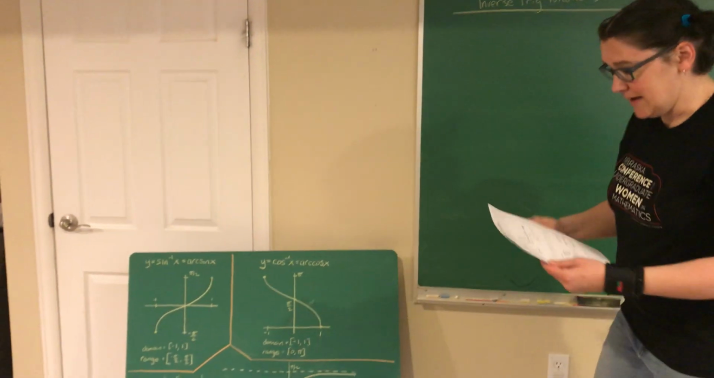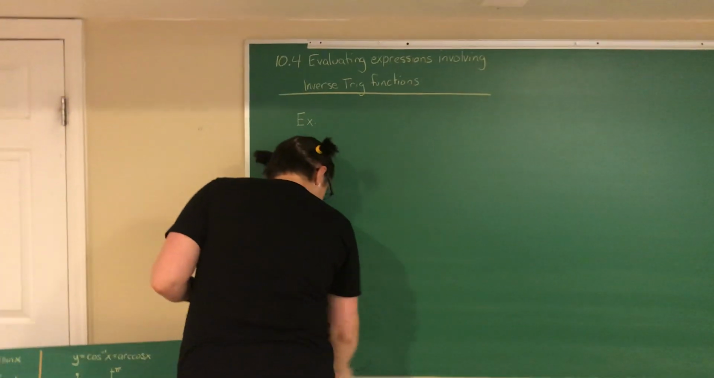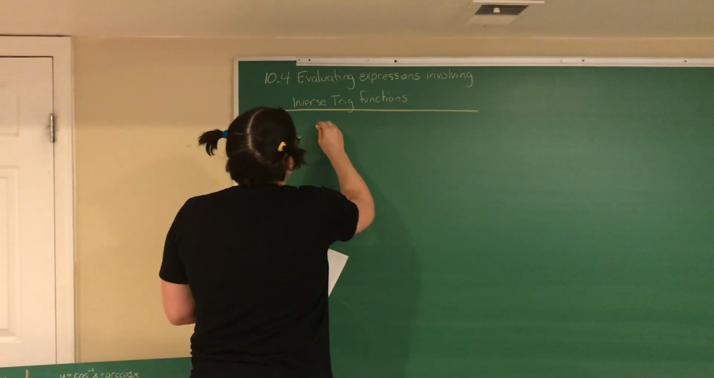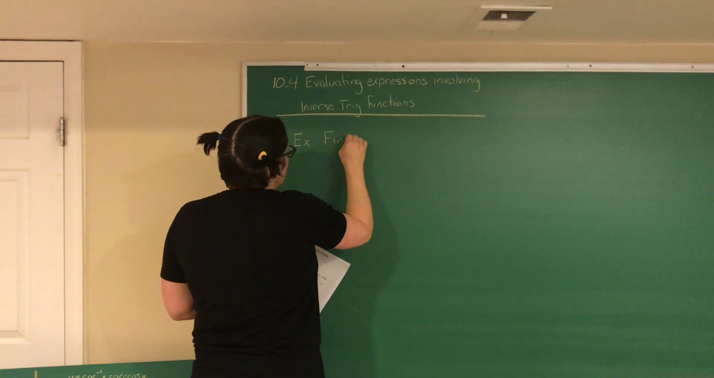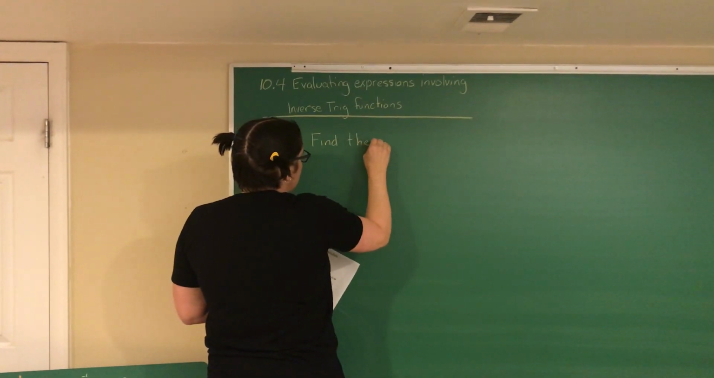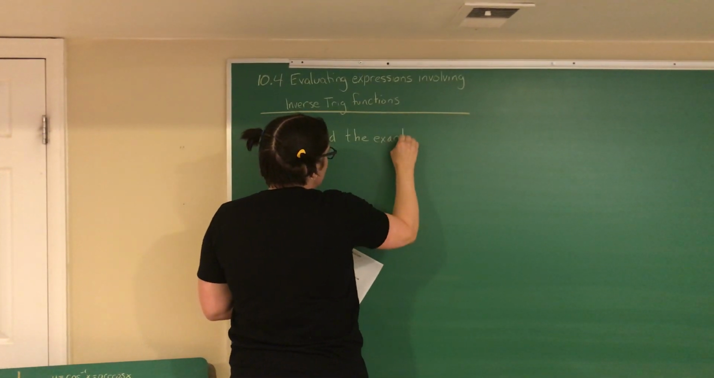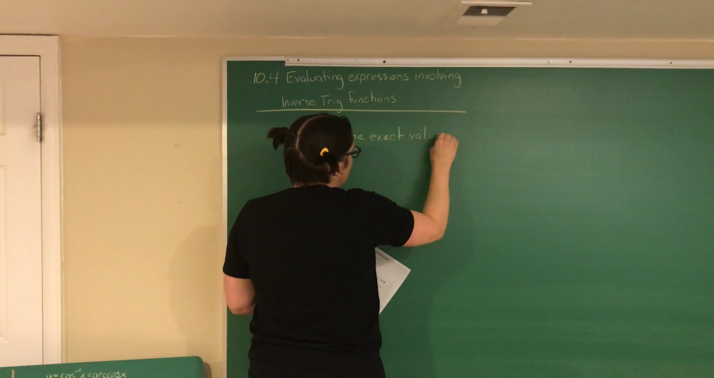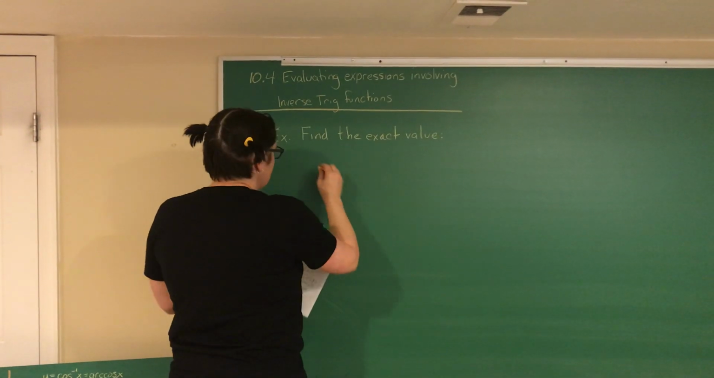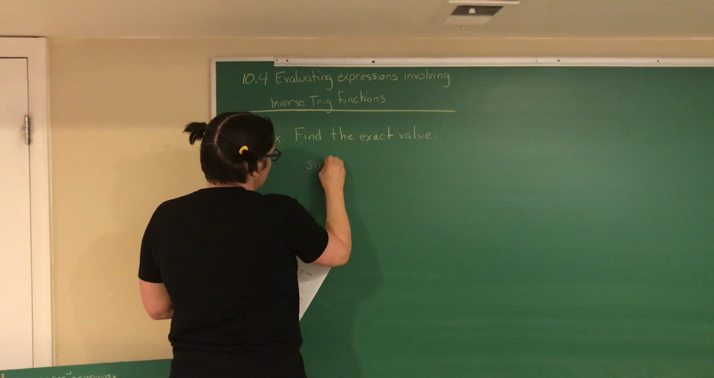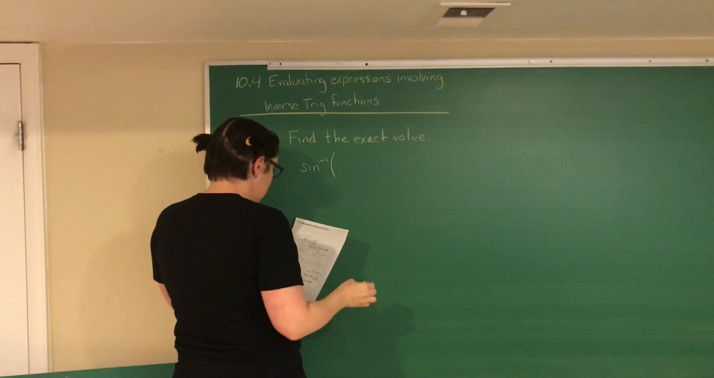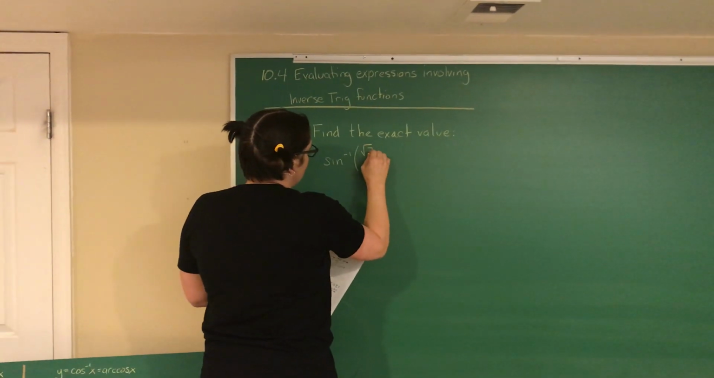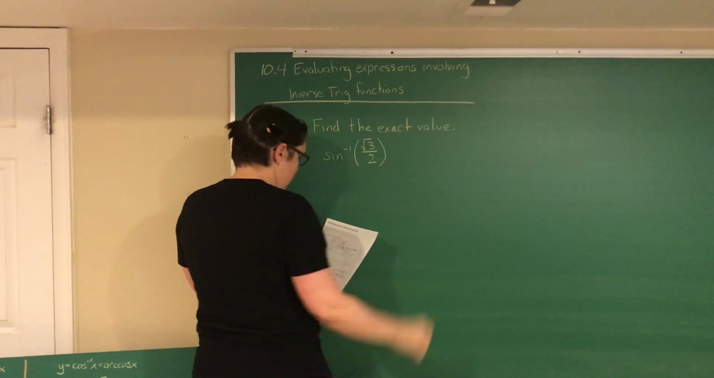Okay, so let's look at an example. In our first example, we are asked to find the exact value of the expression inverse sine of square root of 3 over 2.